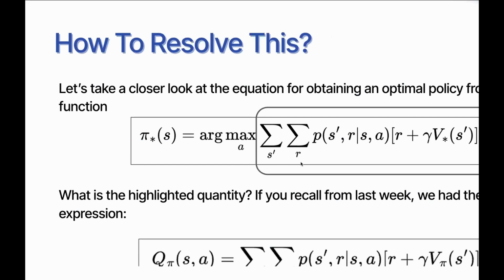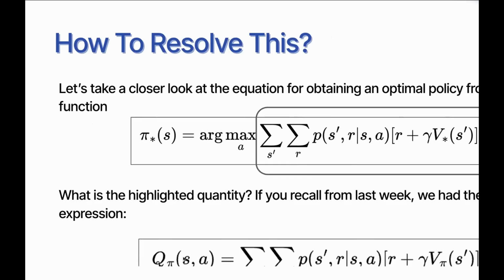So how do you resolve this? What can you use instead? If you take a look at this equation for getting the optimal policy from the value, recall that last week we said the Q is equal to this. I hope you guys remember this equation. If you don't understand it, it's very intuitive once again.